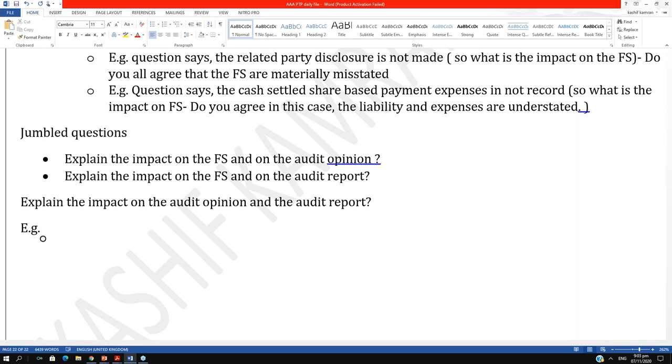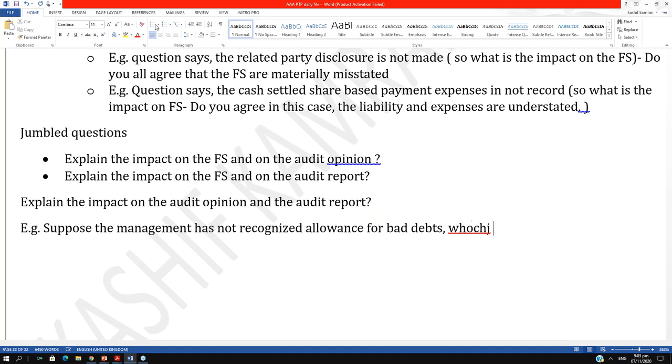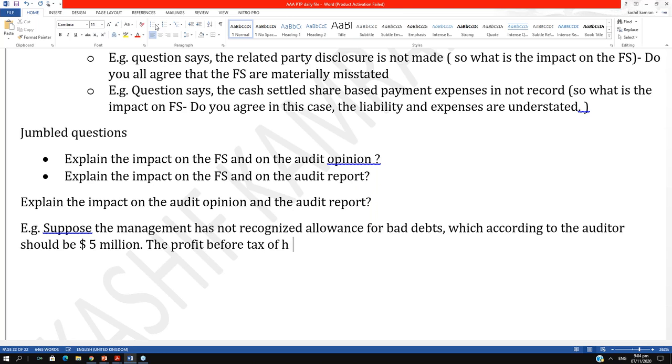Suppose the management has not recognized the allowance for bad debts, which, according to the auditor, should be $5 million. The auditor is concluding the $5 million is the allowance, but the management is not recording that. Full stop. The profit before tax of the company is $90 million. And the question is asking you, explain the impact on the opinion and the audit report.